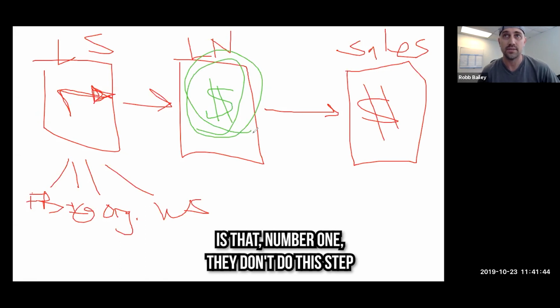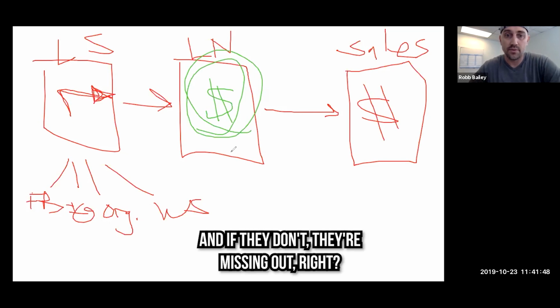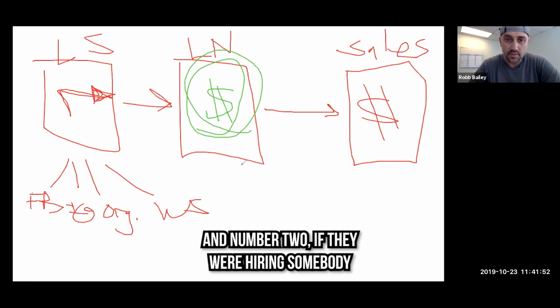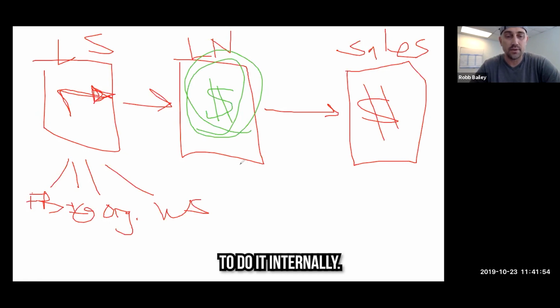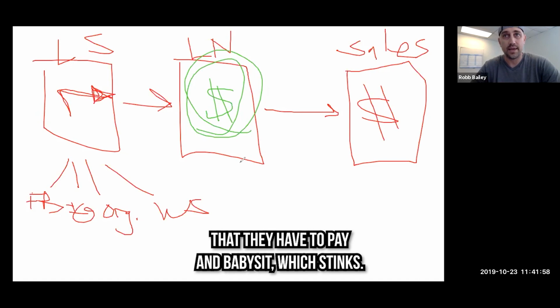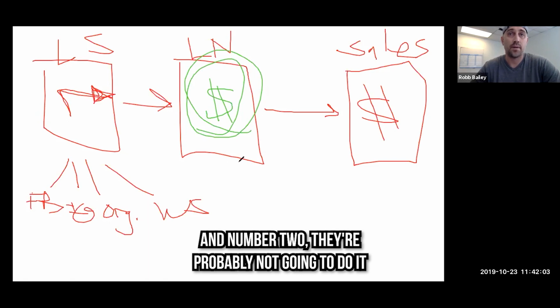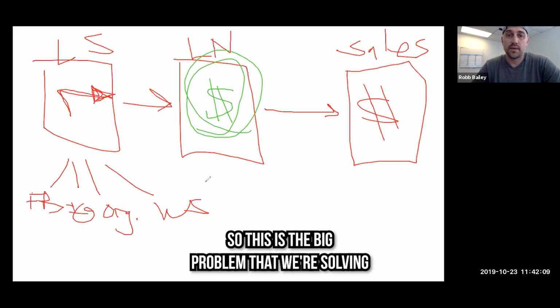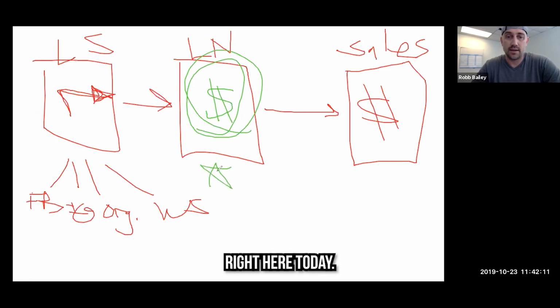Because the alternative is that, number one, they don't do this step. And if they don't, they're missing out, right? The math on this is clear. And number two, if they were to hire somebody to do it internally, operationally, it's someone else they have to pay and babysit, which stinks. And they're probably not going to do it as well as we can with this system, right? So this is the big problem that we're solving right here today. Does that make sense, guys?